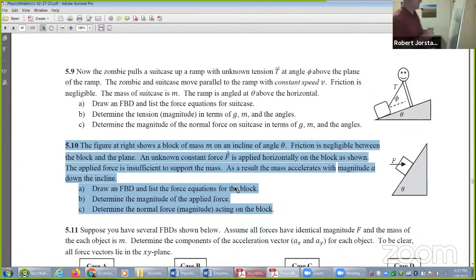Let's see if that looks about right. Close enough. Okay. A good picture helps you do your work. So try to put some time and effort into your picture there. Let me read. Accelerates down the incline. All right.